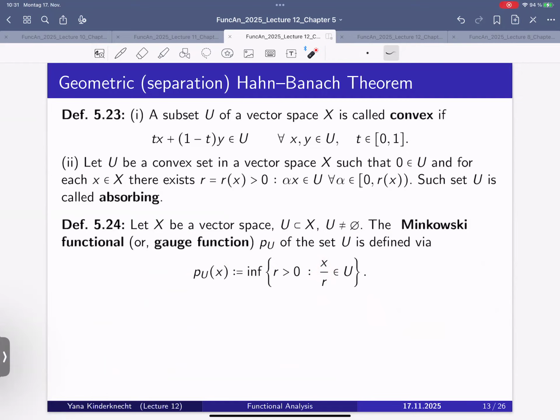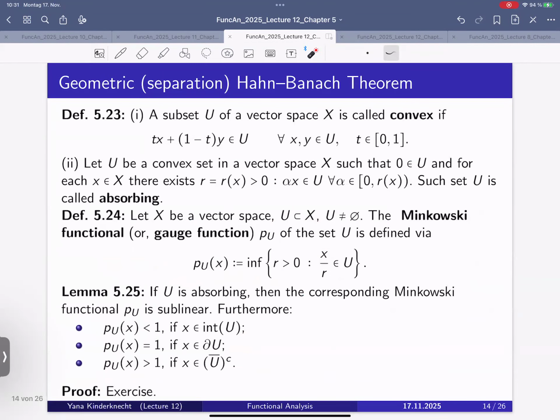Okay, is the definition clear? It tells how much we need to scale our set. Yes. But we have just a set, not necessarily an absorbing set. So probably no matter how big or small an r we take, we will never absorb a point x. So the functional may take the value infinity.